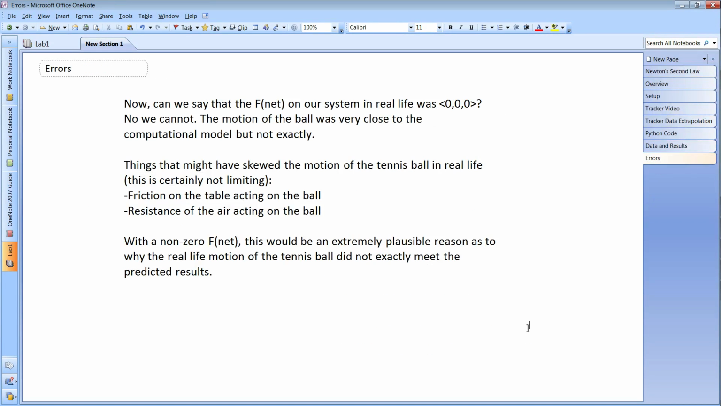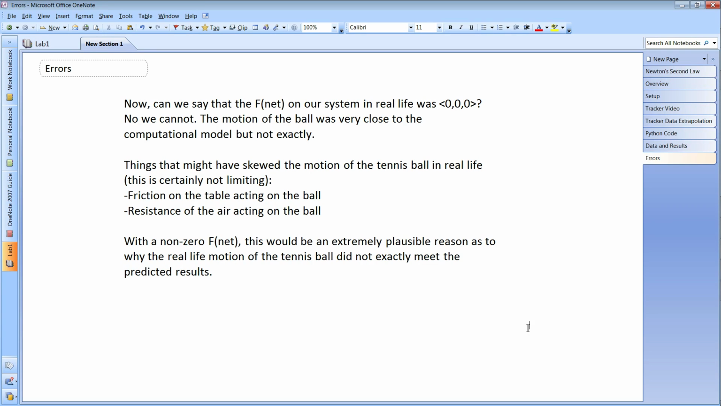Why is that? Well, can we say that our F net in our system in real life was the zero vector? No, we cannot. We just said that the ball's motion was not constant throughout the entire time frame. The motion of the ball was very close to the computational model, but not exactly.